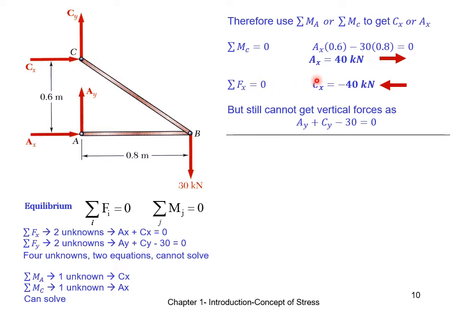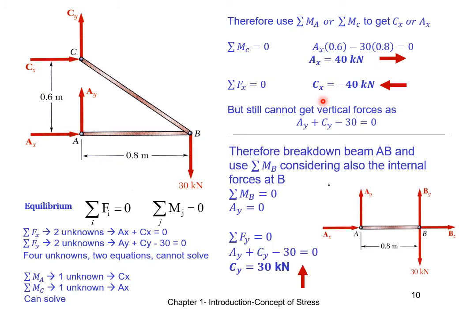Now that we have Ax and Cx, we still cannot get Ay and Cy because there's only one equation and two unknowns for the sum of forces in the y direction. So, we break down the problem to look at the individual components. This can be AB or BC. Let's take a look at AB. When we do so, we will need to include the internal force at B. Without considering the internal force at B, the beam AB will not be in equilibrium. As such, we will need to consider the internal force, which is Bx and By.